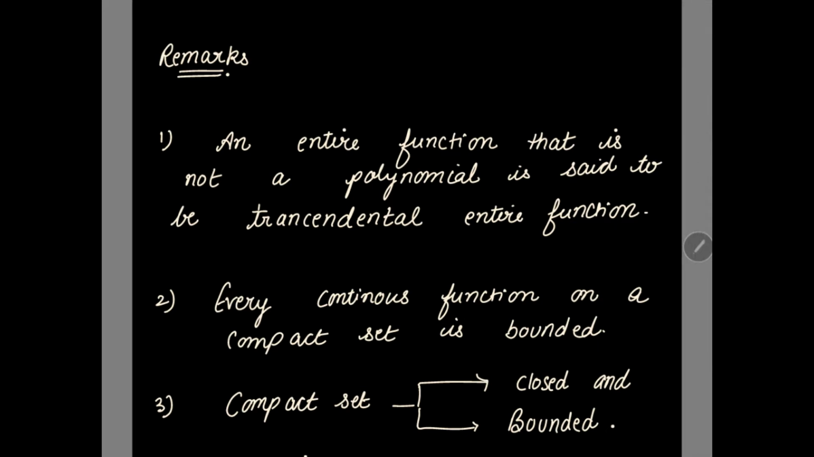Second one is, every continuous function on a compact set is bounded. And if you have a compact set, then it must have two properties, that is, it should be closed and bounded. So the set which is closed and bounded can be taken as your compact set.